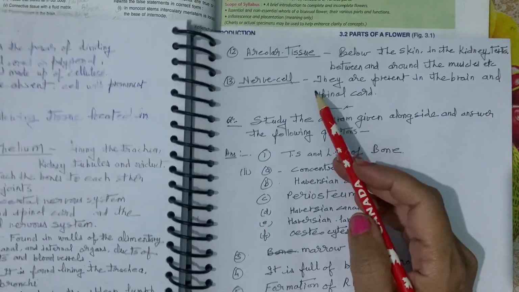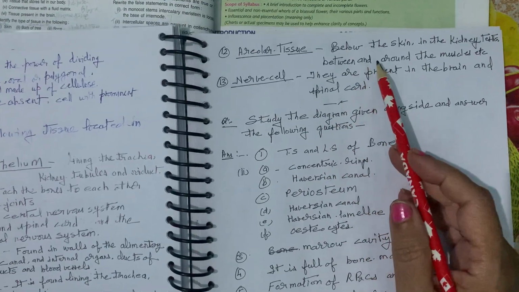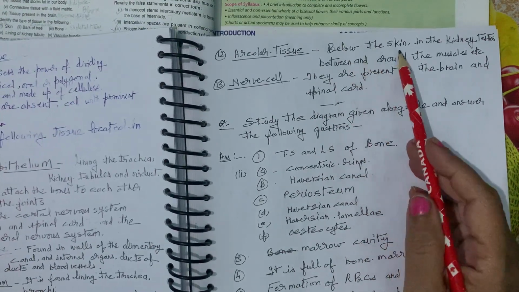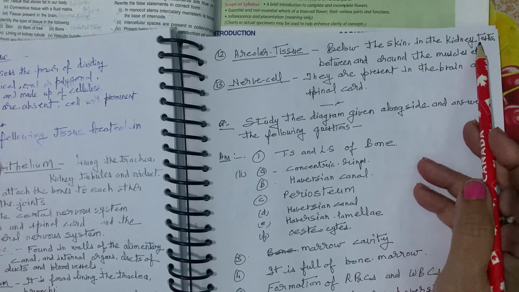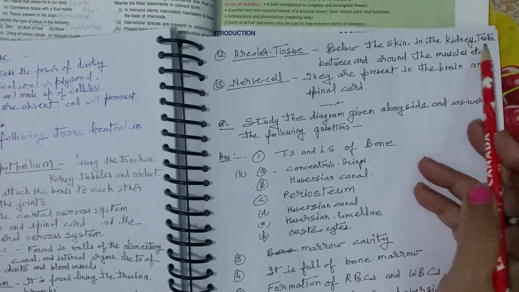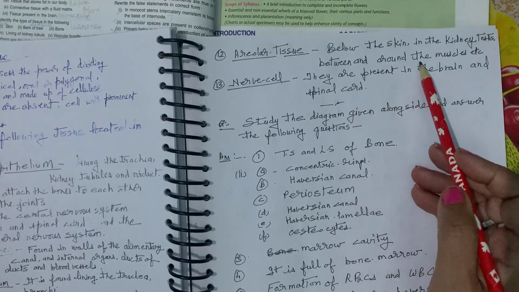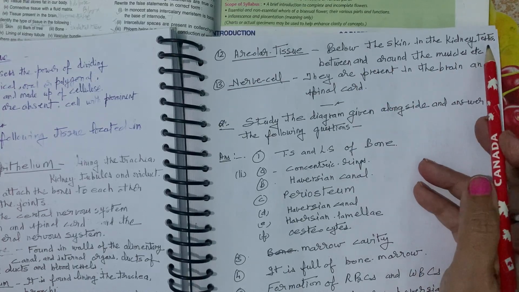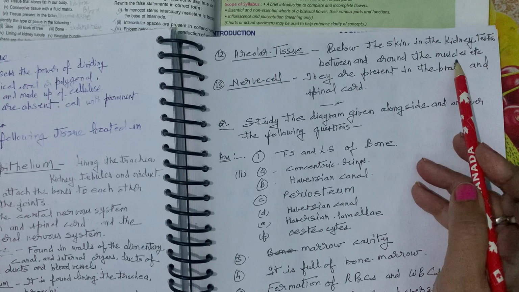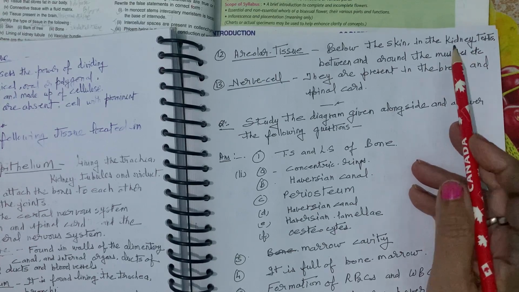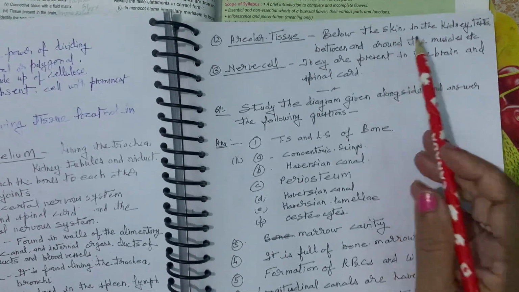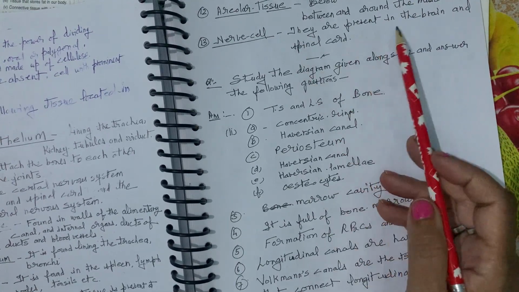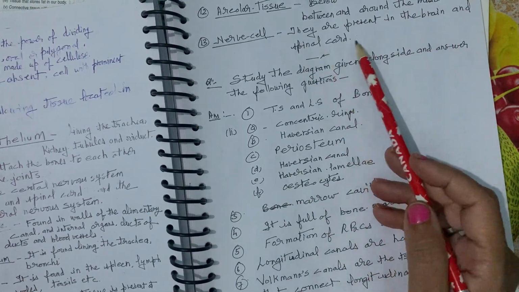Next one is your areolar tissue. Areolar tissue is present below the skin, in the kidney, testis, between and around the muscles. जो टेस्टिस के आसपास जो मसल्स होते हैं उसमें एरोलर टिश्यूज, और किडनी के आसपास जो मसल्स होते हैं उसमें एरोलर टिश्यू प्रेजेंट होते हैं, और स्किन में. Nerve cells, they are present in the brain and the spinal cord.